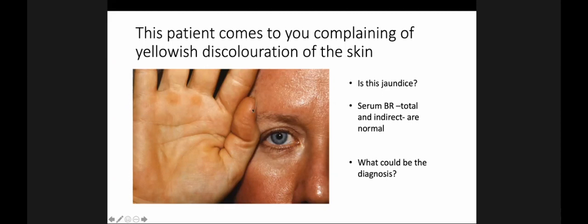So because she has yellow palms, you do a bilirubin anyway, just to be sure, and you find that they are all normal. So what could this diagnosis be? Yellowish discoloration without hyperbilirubinemia. Could it be hemochromatosis? Hemochromatosis, usually it's like brownish pigmentation. It could be beta-carotenemia. Yes, if you eat a lot of carrots or pumpkin or anything with beta-carotene, this can happen, right? And that is the diagnosis in this scenario.